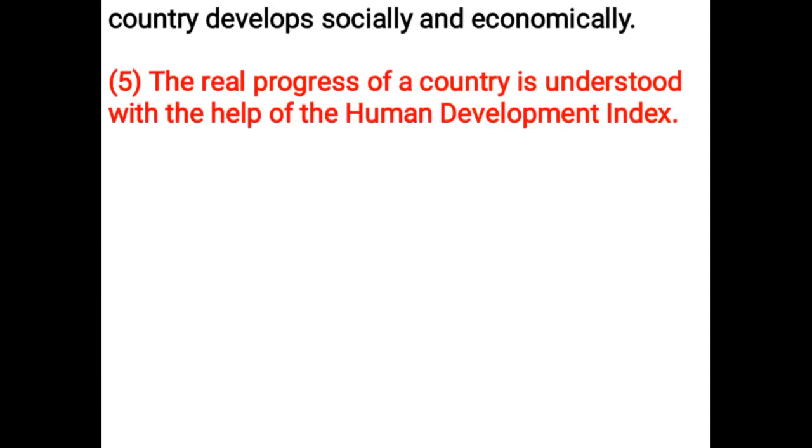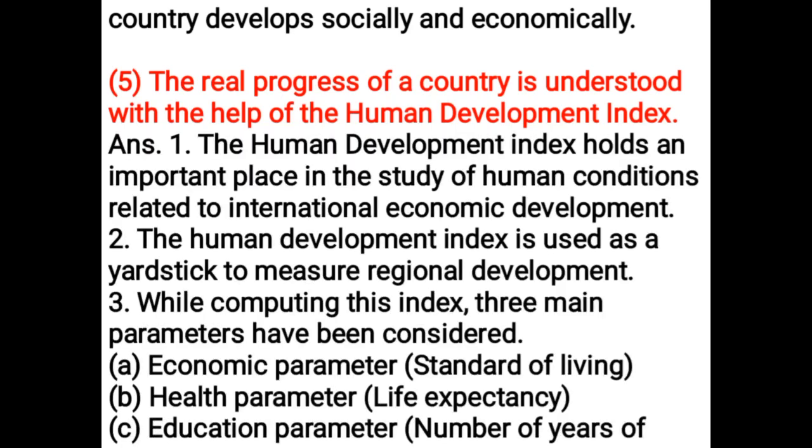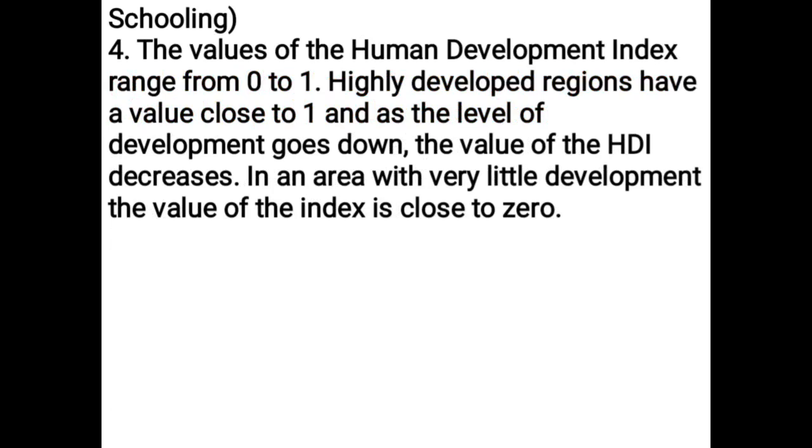The real progress of a country is understood with the help of the Human Development Index. The Human Development Index holds an important place in the study of human conditions related to international economic development. The Human Development Index is used as a yardstick to measure regional development. While computing this index, three main parameters have been considered: economic parameter, standard of living; health parameter, life expectancy; education parameter, number of years of schooling.